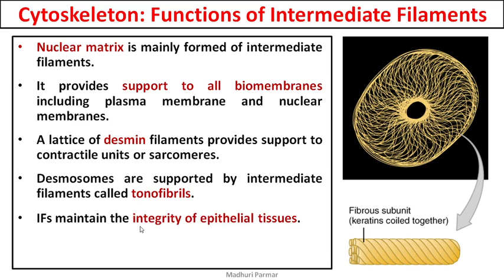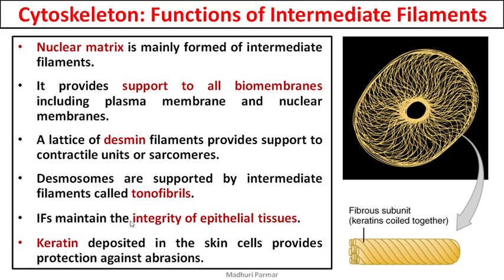Then intermediate filaments maintain the integrity of epithelial tissue. Your epithelium's shape, size, and integrity, its original shape will be maintained because of intermediate filaments. Keratin is deposited in the skin cells and this provides protection against abrasion. Abrasion is basically friction. On your skin cells and in your hair, you have a lot of keratin, and this keratin is present to protect your cells. The uppermost layer of your skin is dead cells, and these dead cells have a lot of keratin. Clear?